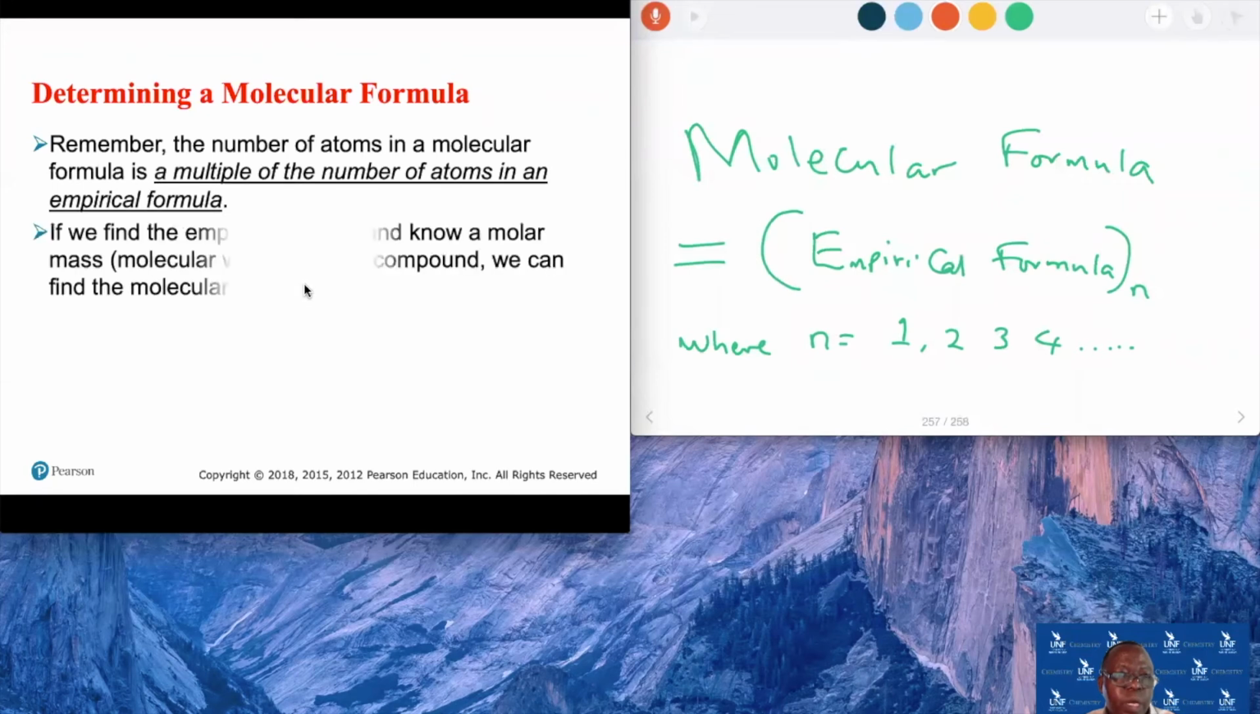The multiple we are talking about here is, we find the empirical formula if you are not given it. If you are given the empirical formula, then you can move on from there. But if not, you need to determine the empirical formula, and then from the empirical formula, you find the molecular formula.